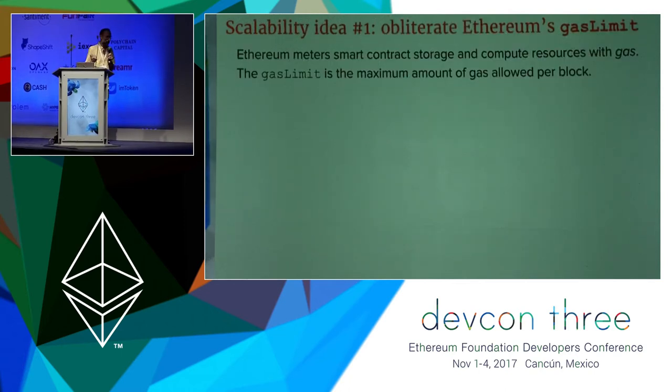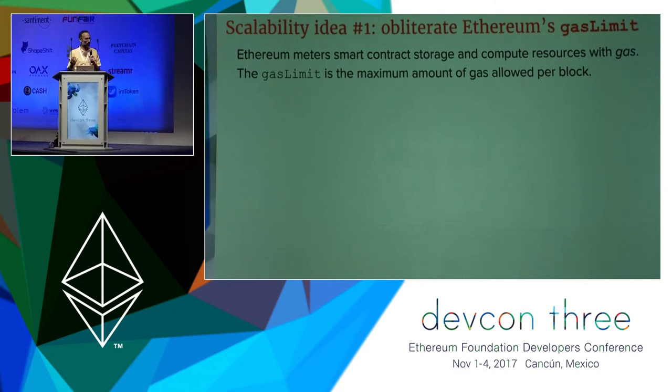The length of the computation you can run is bounded by Ethereum's gas limit. So the obvious thing, let's get the elephant out of the room, why don't we just dump the gas limit? So what is the gas limit? Ethereum meters smart contract storage and compute resources with a measurement they call gas. And the gas limit is the maximum amount of gas that you can allow per block. It's not per transaction, it's per block.